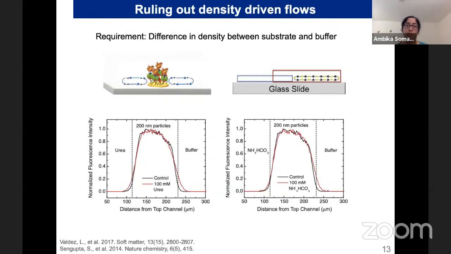The next mechanism that we wanted to test was density-driven flows. What we did for this is we replaced the liposomes in our experiment with solid particles. Solid 200 nanometer polystyrene beads have higher density. And if there are any density effects, it would feel it more, and we would be able to see a shift at the interface of the solute and the particle. However, we don't see this shift, and we were effectively able to rule out density-driven flows.